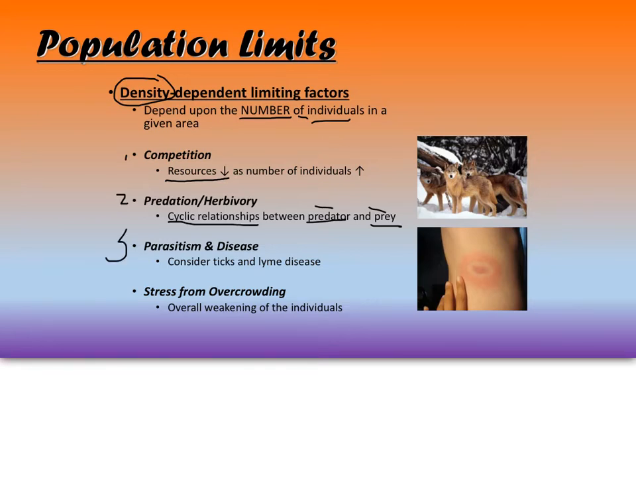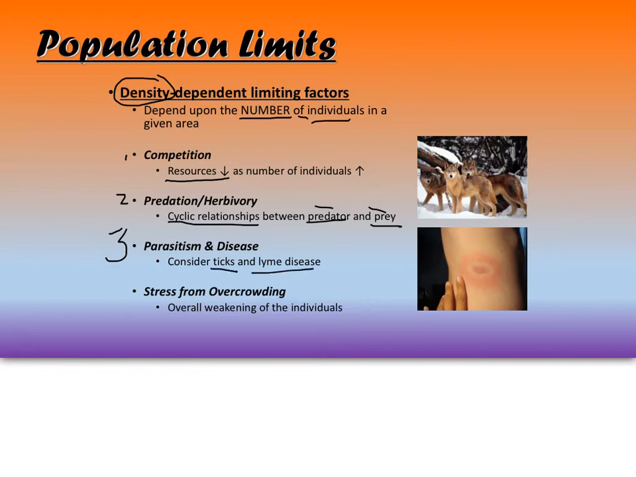A third one that we've kind of mentioned is parasitism or disease. Diseases can help determine the number of organisms that live in an area. If there's a massive epidemic that wipes out a bunch of organisms, that is a limiting factor. Now, what you notice there is that this is dependent upon density. What it depends upon, though, is the number of bacteria that are causing a disease or the number of parasites that are causing an issue, and that will help determine the number of organisms that are there.